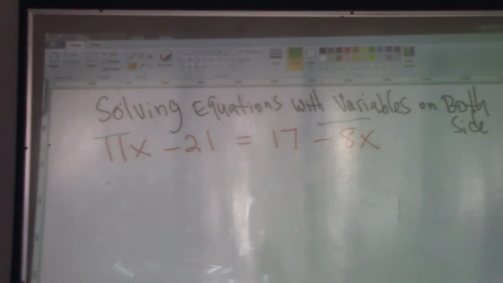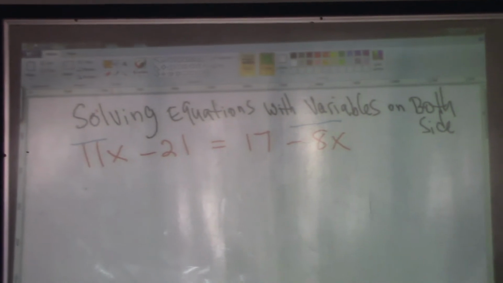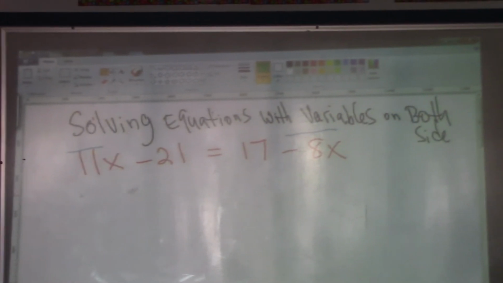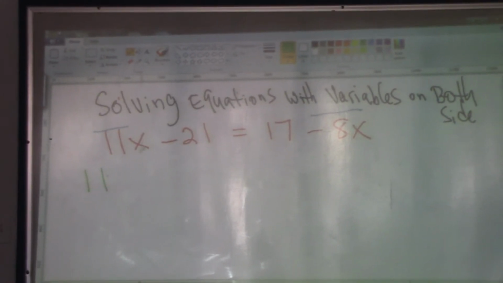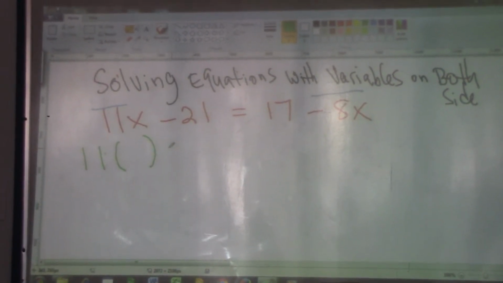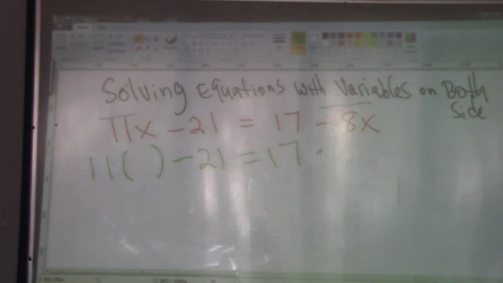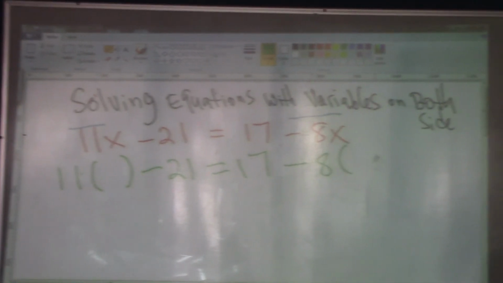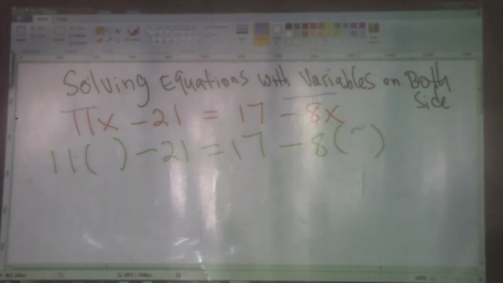Okay, this is the same problem. What we're going to do is our check on the same problem. To do our check, all we do is we take our original problem and rewrite it, and wherever we see an x, since we said x was 2, we're going to put parentheses and inside put a 2. Put our minus 21 here, equals 17 minus 8. And then I'll put parentheses here, and inside there, as we said our answer was 2, we're going to put a 2.